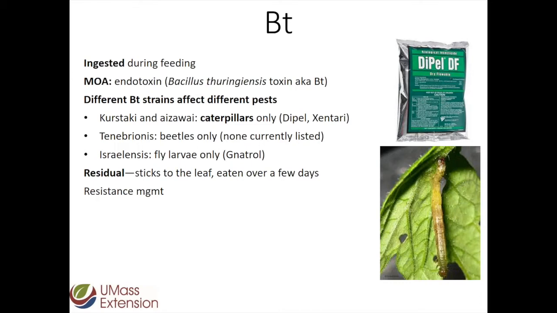On the other side of the spectrum is a targeted material, something like BT, where the material is only effective against a small range. In this case, caterpillars. So the bacteria, Bacillus thuringiensis, that's why it's called BT, produces this toxin, and there's different strains of the bacteria that affect different groups of insects.